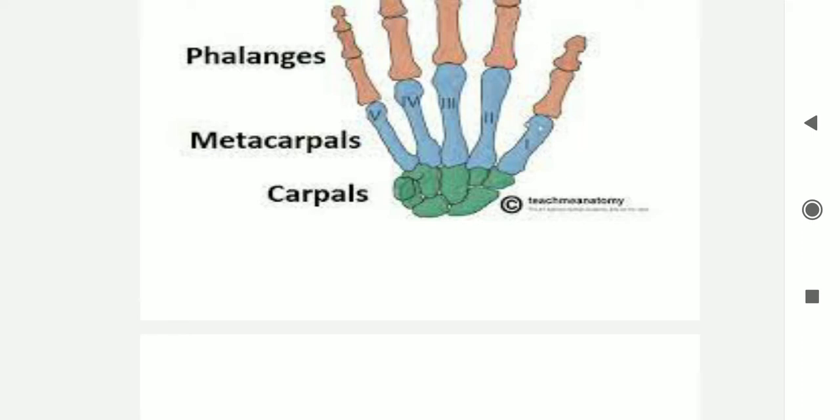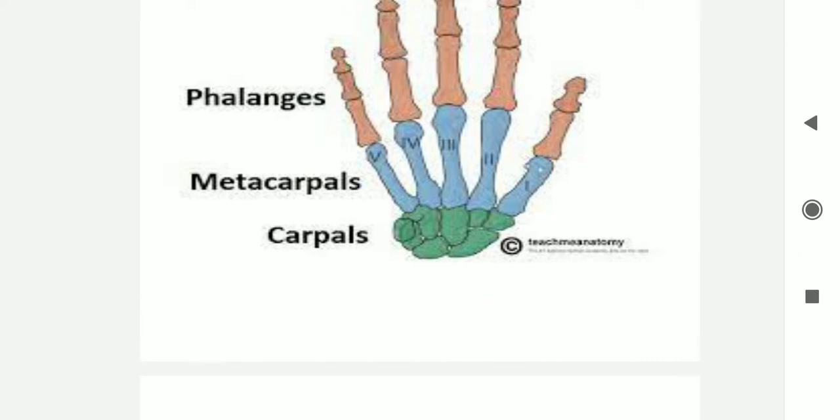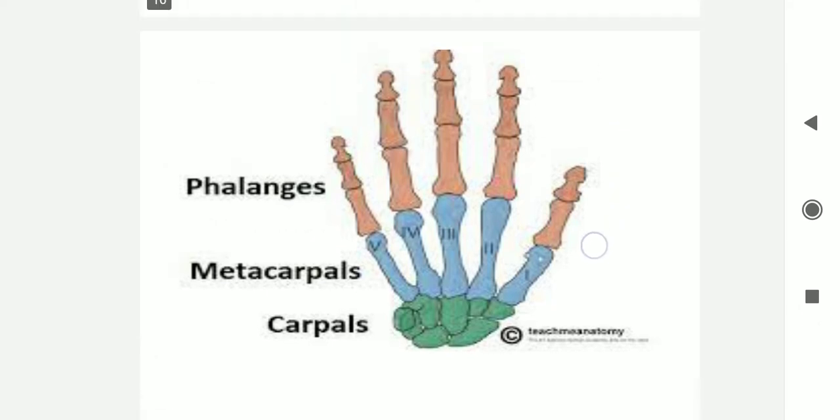but range of the movement is limited. So it increases the compactness of the joint, but range of the movement is limited. The carpal and tarsal bones are examples of the short bone.